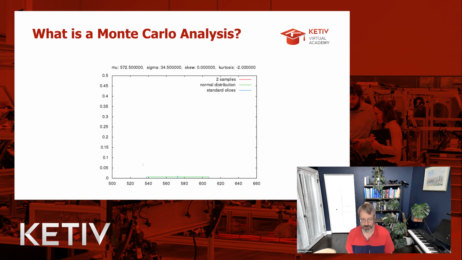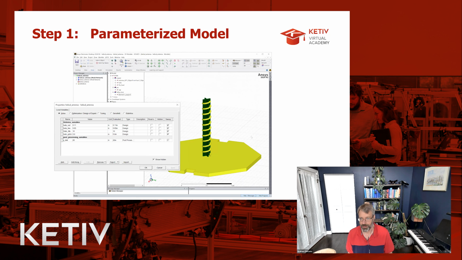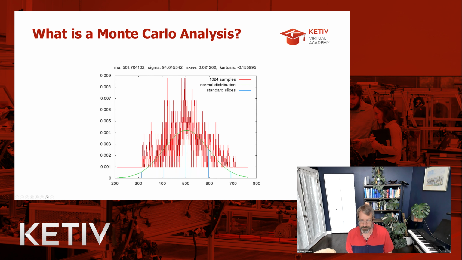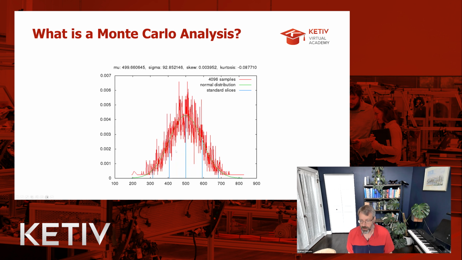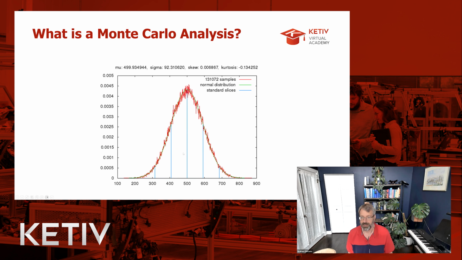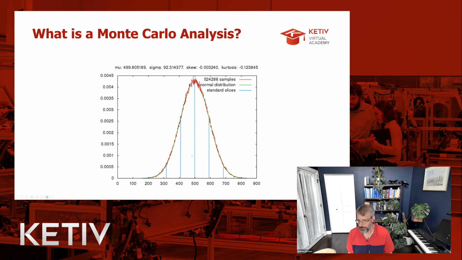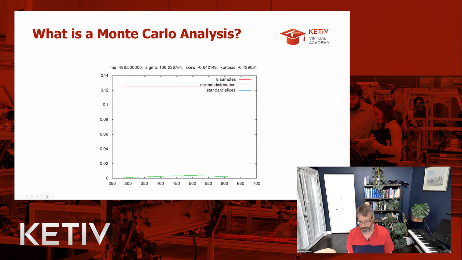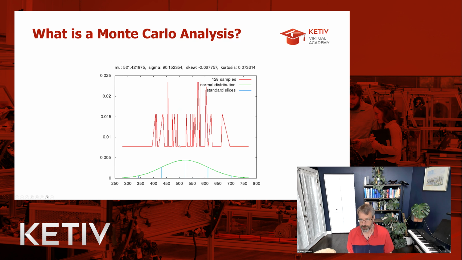So let's sort of start at the beginning here. What is a Monte Carlo analysis? As you can sort of see here, we have an input variable, there we go, there's the automation. An input variable here that is normally distributed. And as we start and we do very few samples, we get sort of a jagged curve or a very flat curve here. And then as we do more and more samples, you can start seeing the normal distribution.